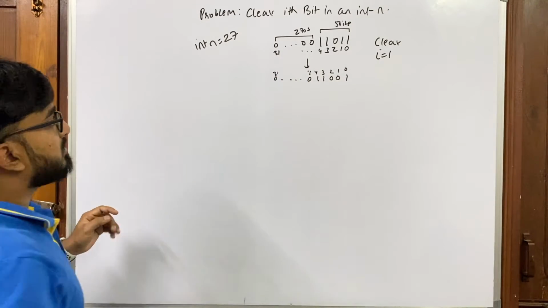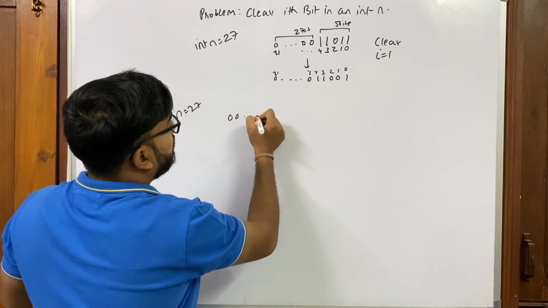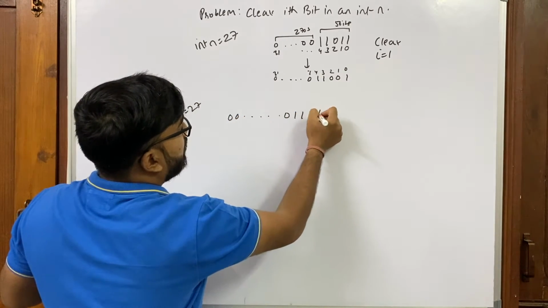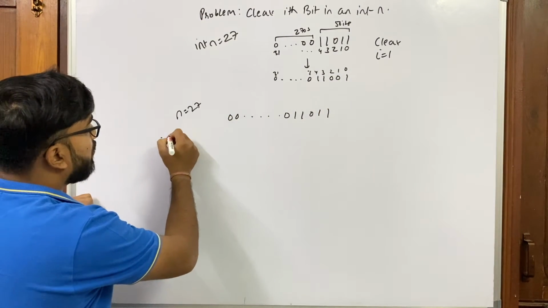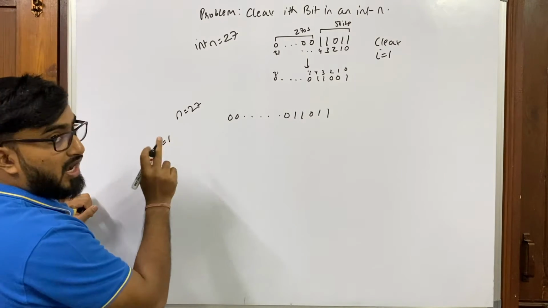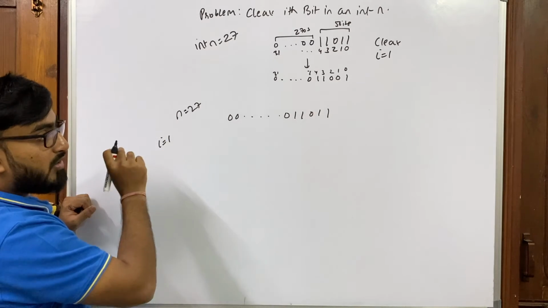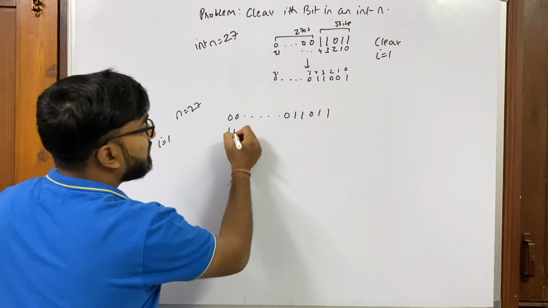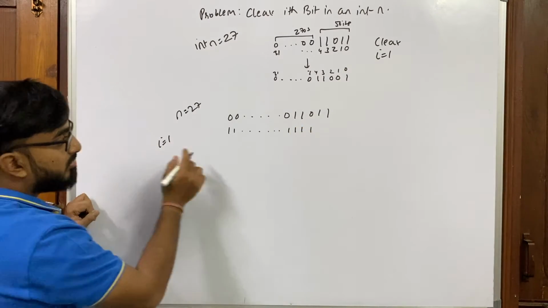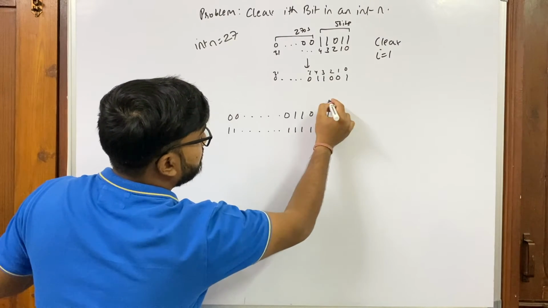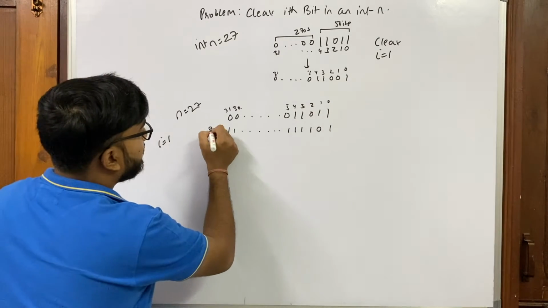So how do we achieve this? Let me write n equal to 27 here. This is basically 27 zeros, then 11011. We have to get the result from this. For clearing i equal to 1, that is clearing the first bit, I take a value which has 0 at bit number 1 and 1s at all the other places. And then I perform the bitwise AND of these two values.